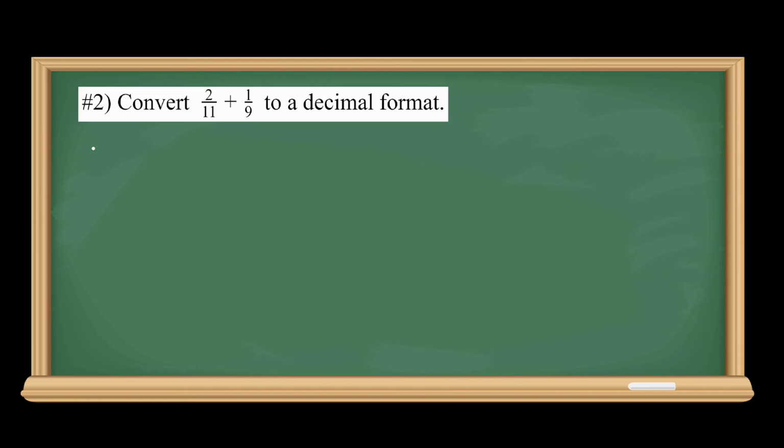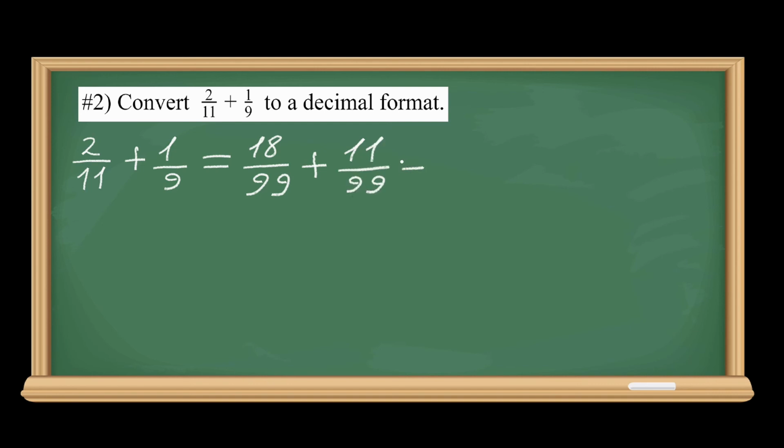Okay, let's do a second example. So here we have to add 2 over 11 plus 1 over 9 and turn it into decimal format. So first we have to add the two fractions. So to add two fractions, we have to find the common denominator. So the common denominator will be 99. So 2 over 11 turns into 18 over 99, and 1 over 9 turns to 11 over 99. So when we add two fractions together, our answer will be 29 over 99.